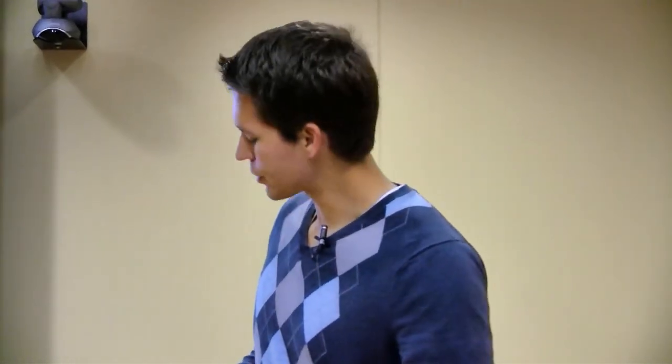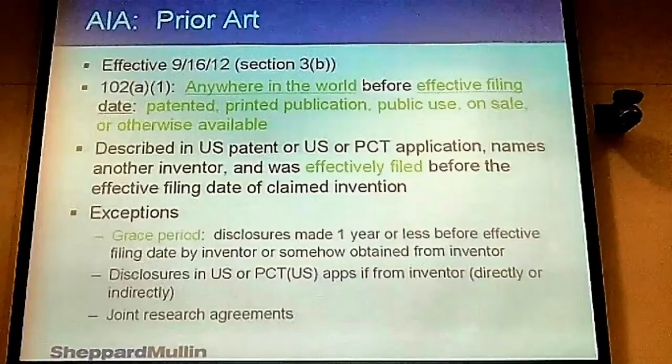And this changes a little bit with the AIA, which I'm sure you'll get to. Some activities may not qualify as public disclosure if you do them under a confidentiality agreement. Perhaps you need help developing your invention or creating a prototype. And just to touch a little bit on some of the AIA prior art, it's now that anywhere in the world before an effective filing date, if something is patented, printed, in public use, on sale or otherwise available, you will be barred. It used to be that the public use and on-sale bars were for the United States only, but that's going to change.